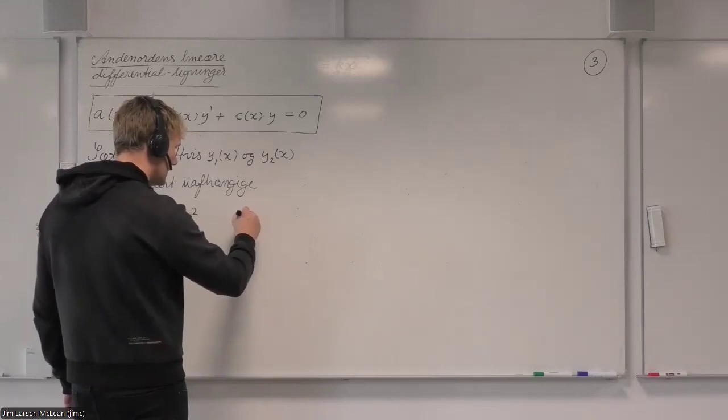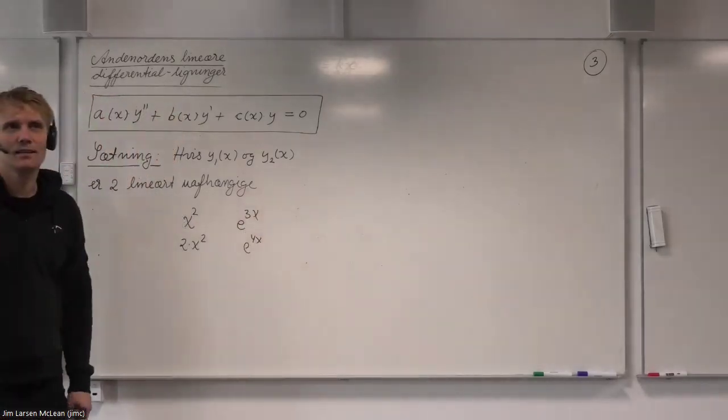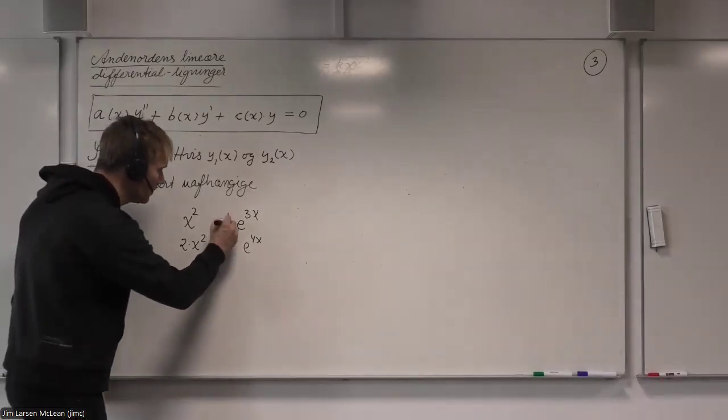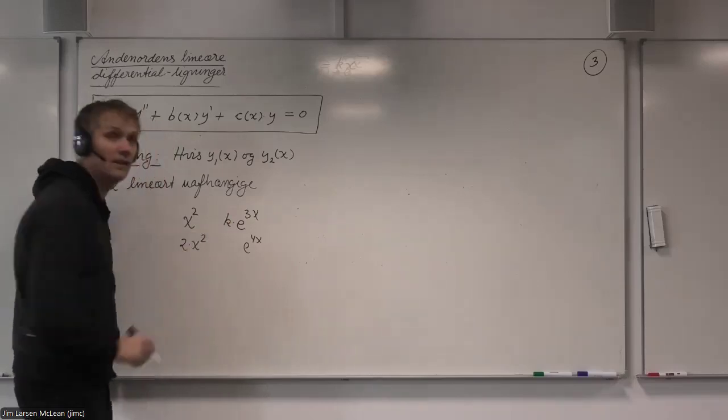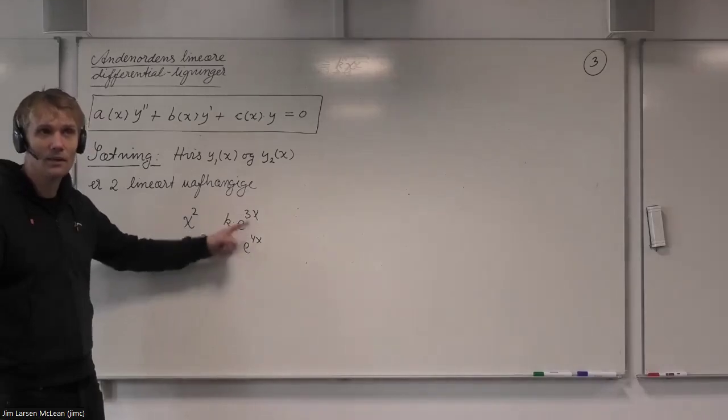But look at this function. E to the power of 3x and e to the power of 4x. Are they linearly independent? Yes. It doesn't matter which constant I multiply by here. No matter the constant, it can never become that, because it has changed the exponent. So they are linearly independent.